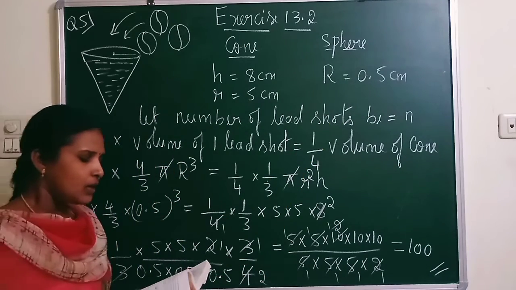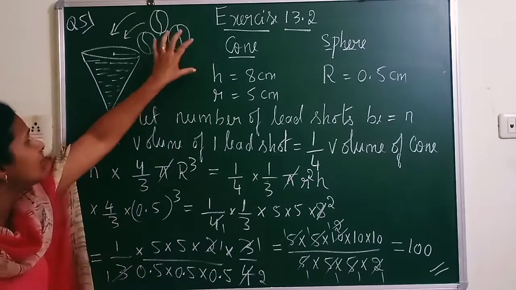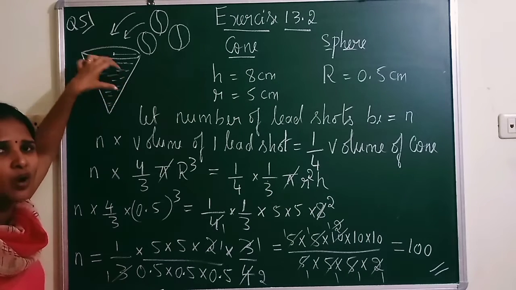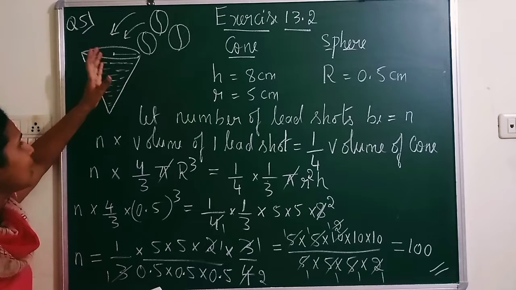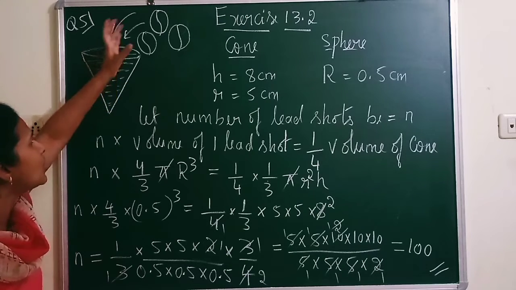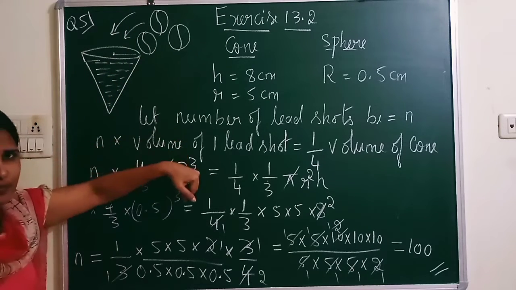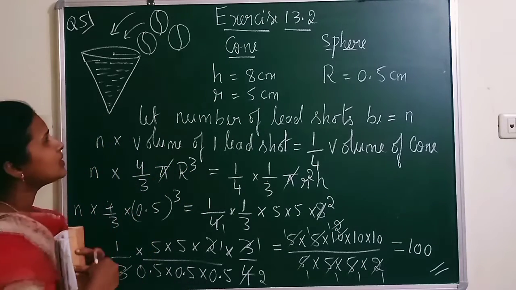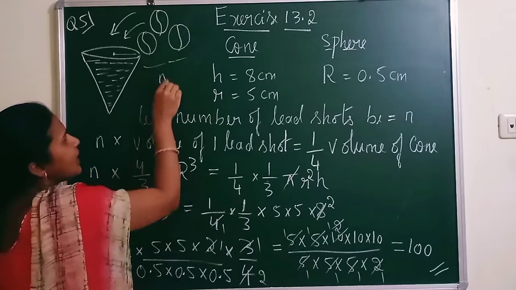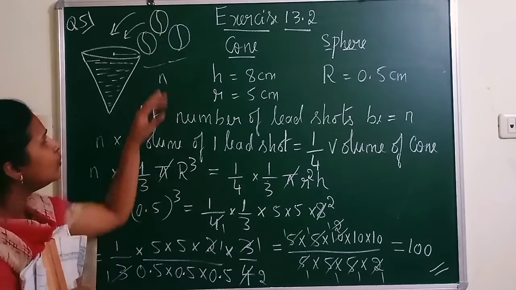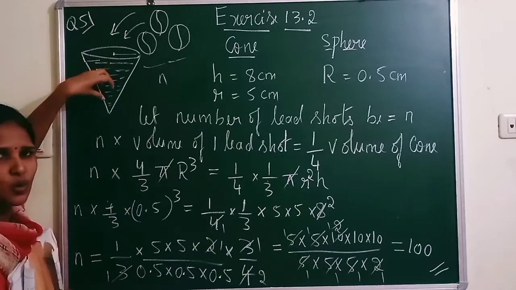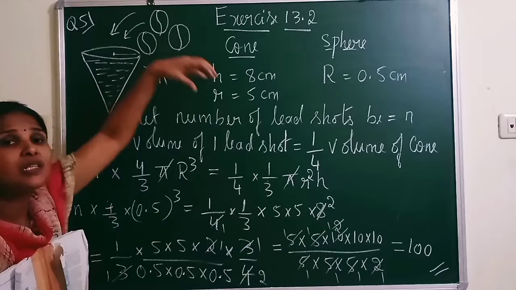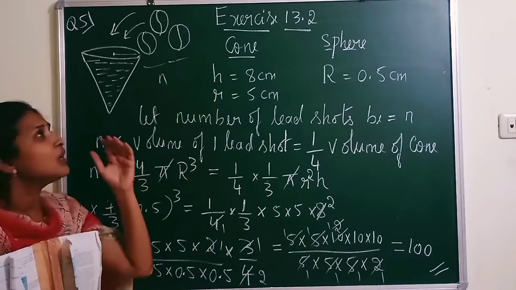Now, I should find, when you put certain lead shots in the conical vessel which is filled with water, what happens? He is telling that 1/4 of the volume of water flows out of the cone. So what you understood from this is, suppose these lead shots are n. We don't know how many lead shots. When you put n number of lead shots in the conical vessel, 1/4 volume of the cone's water falls out of the cone. Means what?